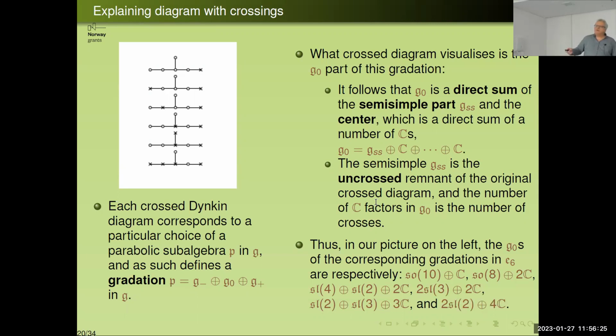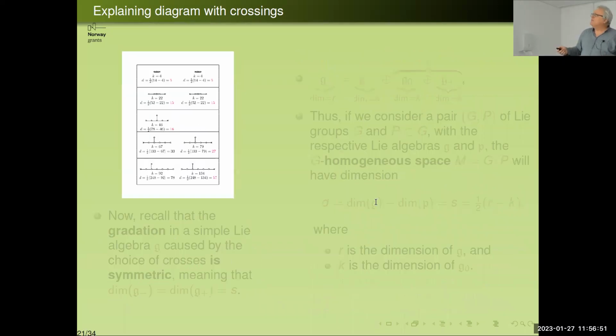Okay. So it is how you see what crossing means to your gradation. You simply will know what is G0. Okay. And this is very good to understand what is the dimension of the parabolic related to this, and what is actually the dimension of the homogeneous space G mod P, right?